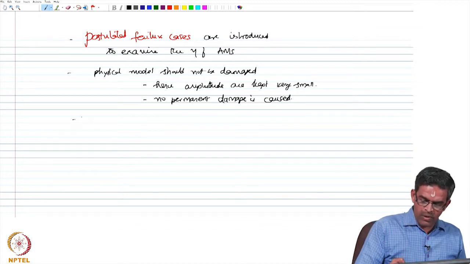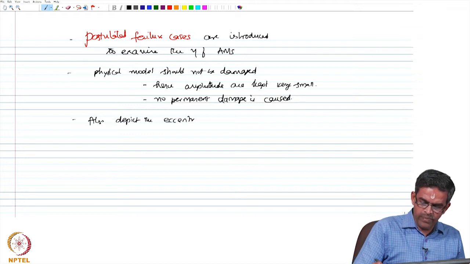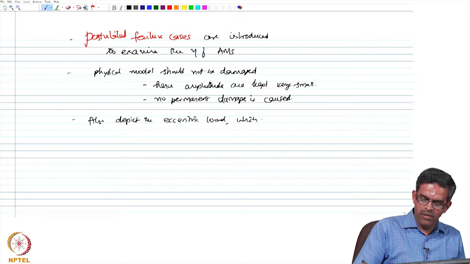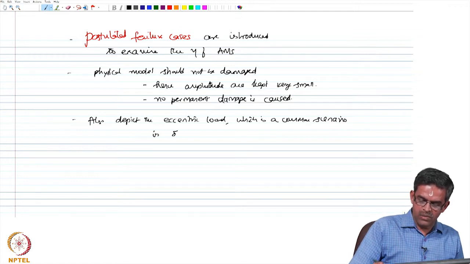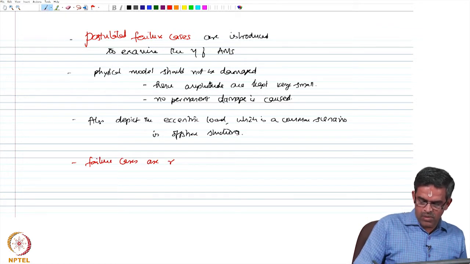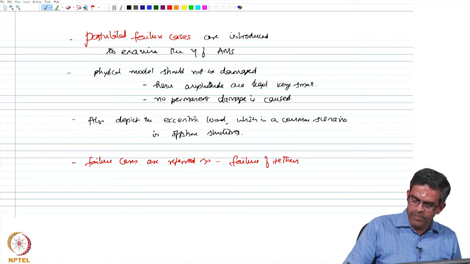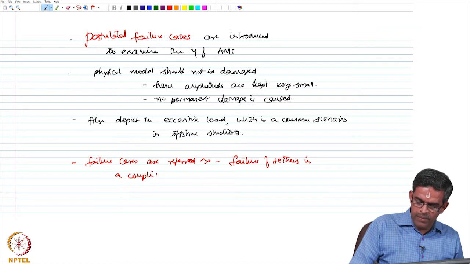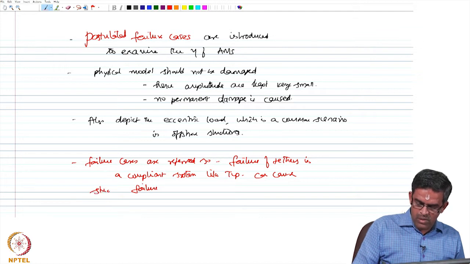Okay. So, the postulated failure cases also depict the eccentric loading, which is a common scenario in offshore structures. Now, they are called failure cases because failure of tethers in a compliant system like TLP can cause failure really. I should say can cause a structural failure.